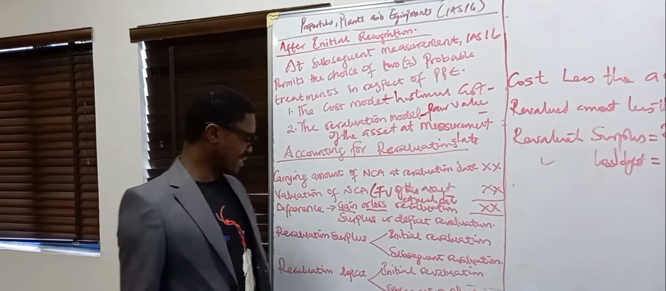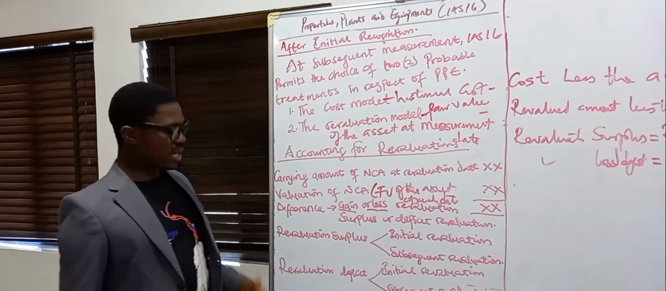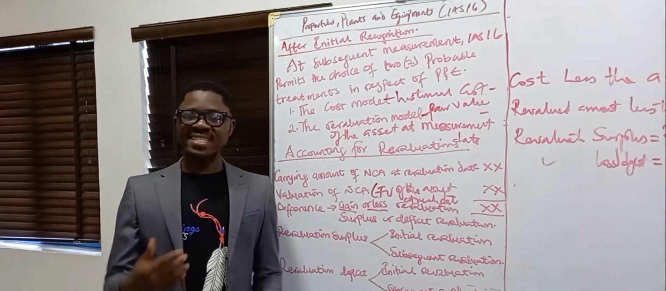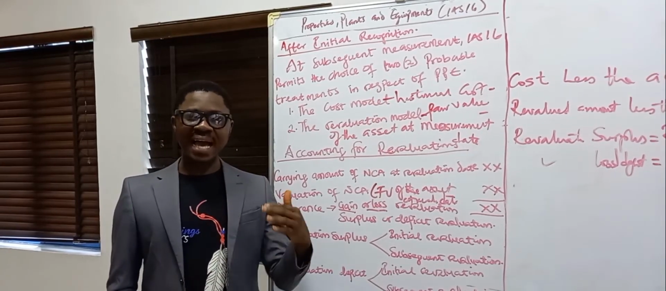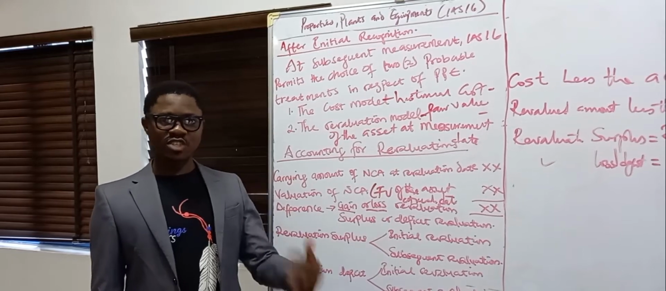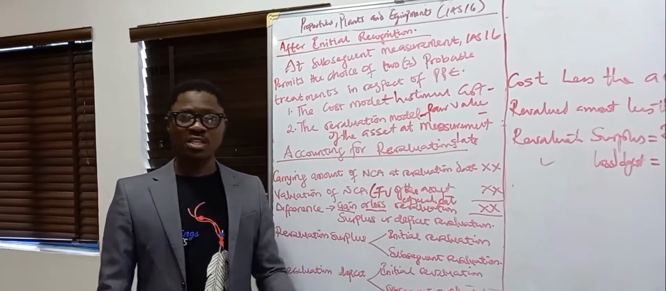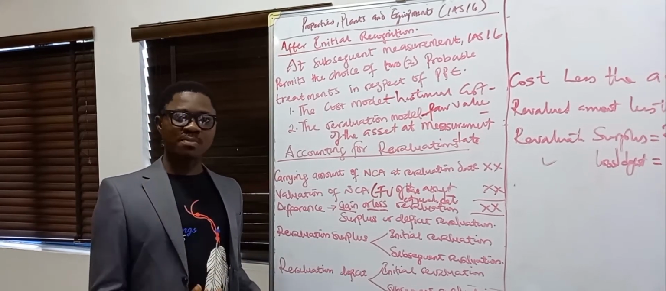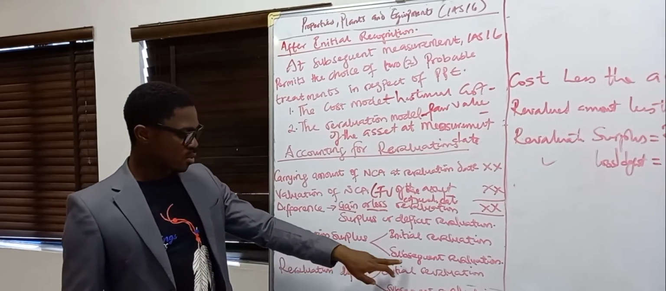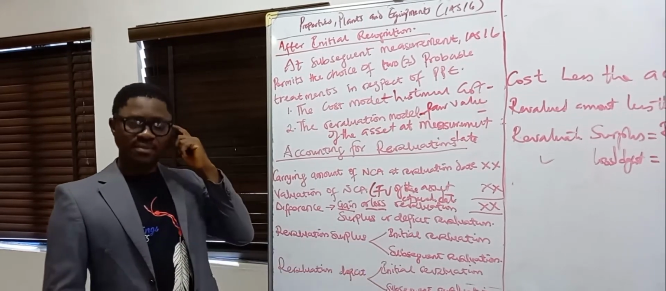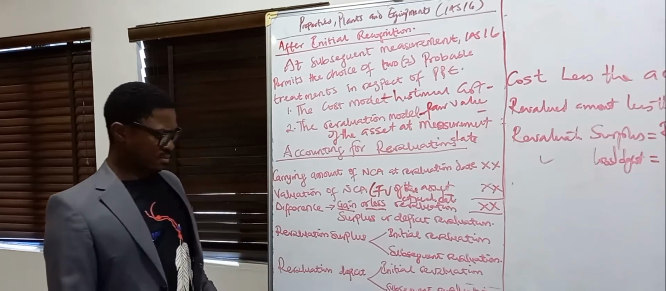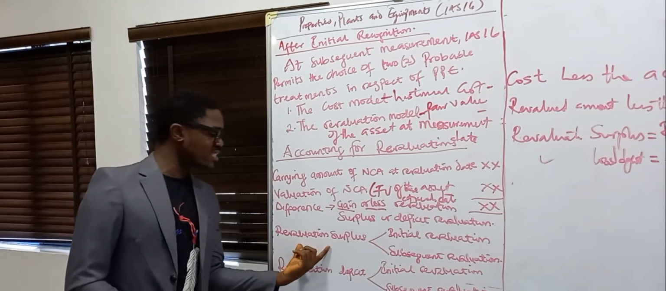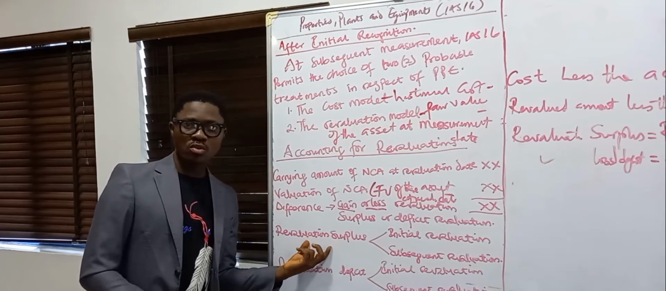Now for revaluation surplus, we have revaluation surplus at initial revaluation, and we also have it at subsequent revaluation. Initial revaluation simply means the first time an asset is revalued. What is the accounting treatment for revaluation surplus? And another scenario is, if that is not the first time the asset is being revalued, what will be the treatment of revaluation surplus? That is what subsequent revaluation is. So whether the revaluation is initial or subsequent will determine the treatment of revaluation surplus.